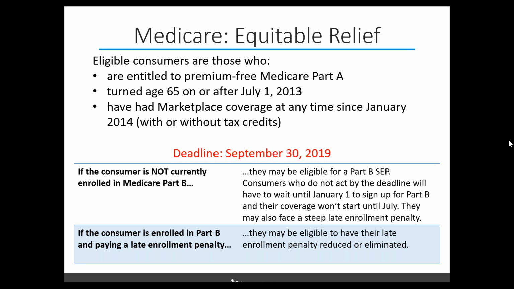So to remedy this situation, CMS is providing a limited opportunity for equitable relief. Right now, the deadline is September 2019, but it's been extended a number of times, so it's possible that it will be extended again. This equitable relief allows consumers to enroll in Part B outside of their initial general enrollment period with no late enrollment penalty. And if they're already paying a late enrollment penalty, they could get it reduced or eliminated.